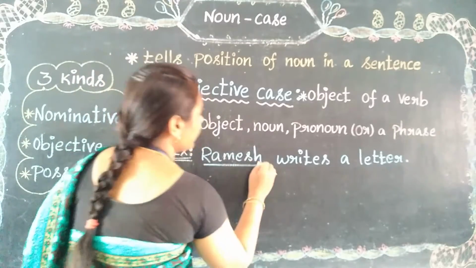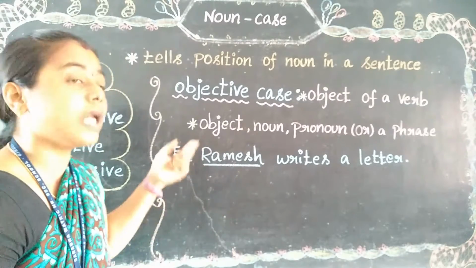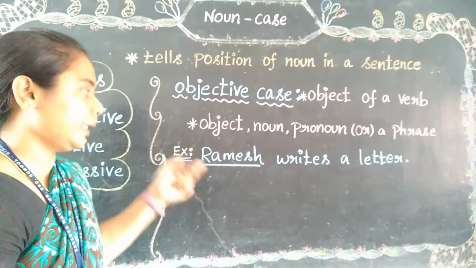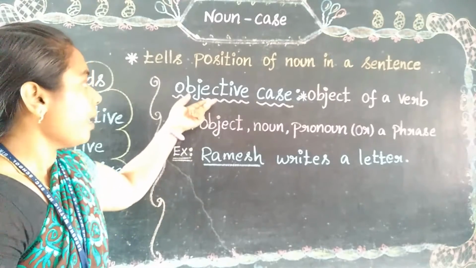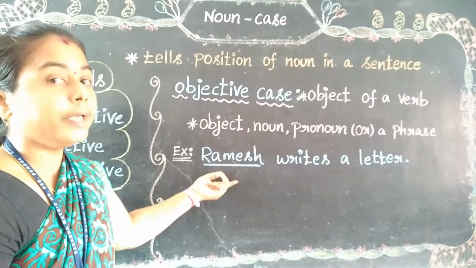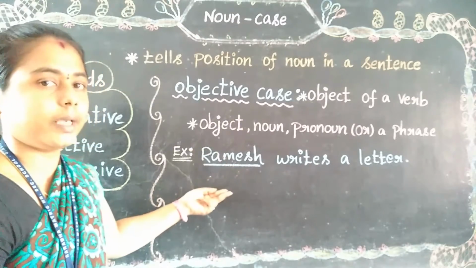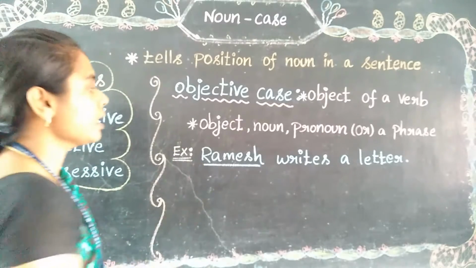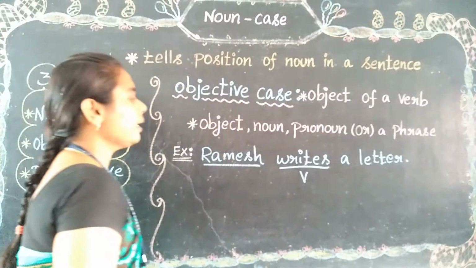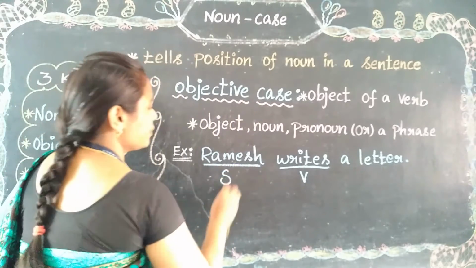Ramesh, already you know that Ramesh is the name of a person. That is, it is a noun. So a naming word, it is generally a noun. Here it is a nominative case. It is acting as a subject. Anyhow, it is a nominative case. But writes is a verb. You know that writes is an action verb. So it is a verb. Here Ramesh is a subject.